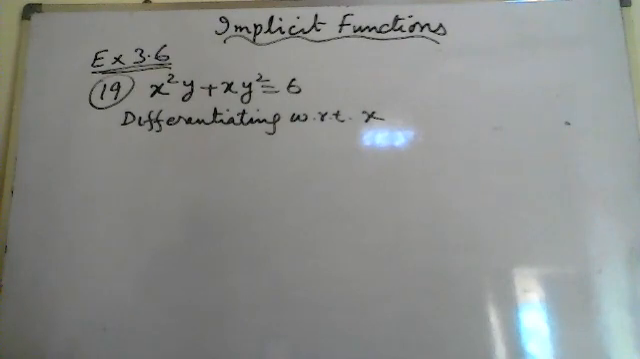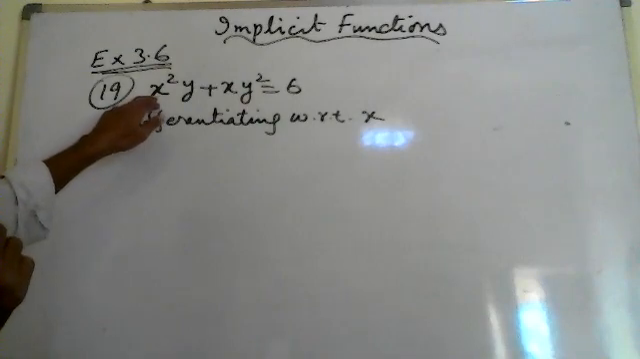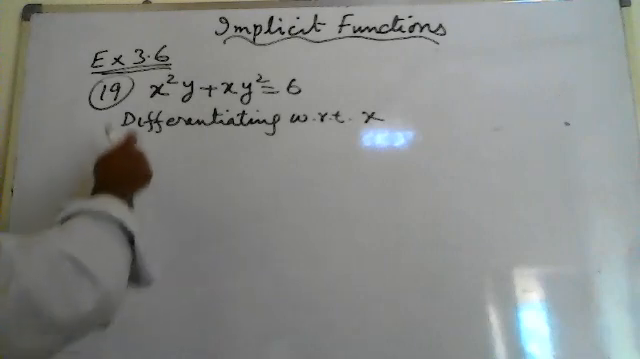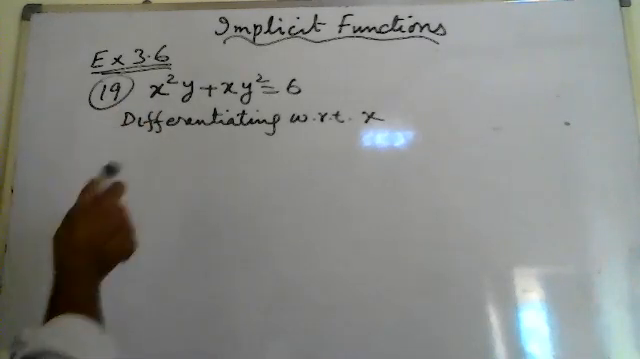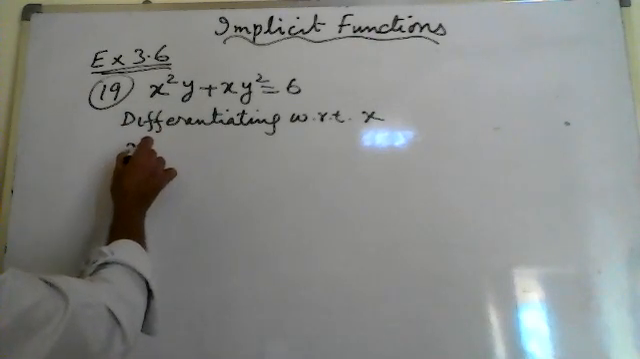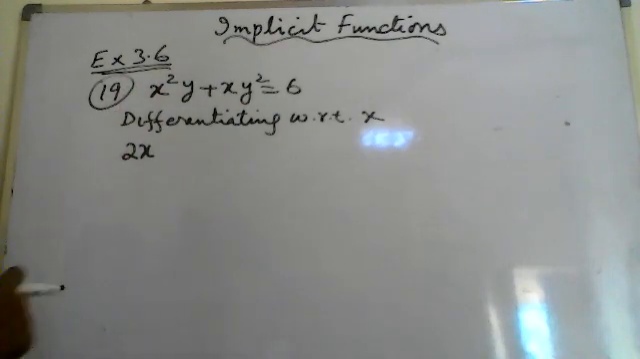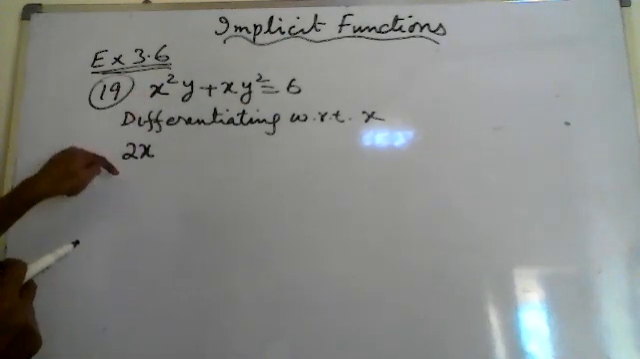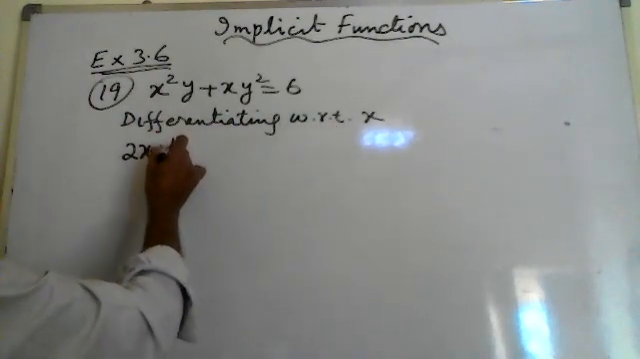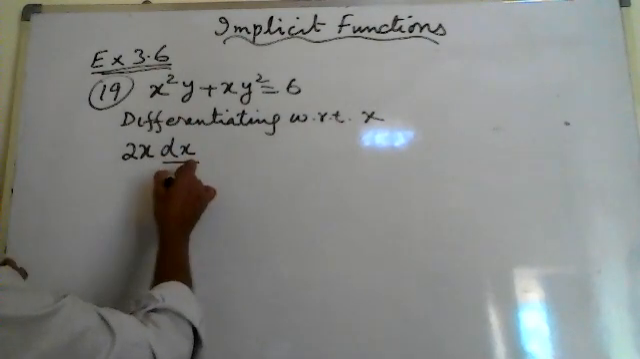We will differentiate with respect to x. So there are two functions, u and v. First we will take the derivative of u, that is x square. The derivative of x square will become 2x: the power comes over there and one power is subtracted, so 2x into the derivative of x, dx with respect to x, upon dx.